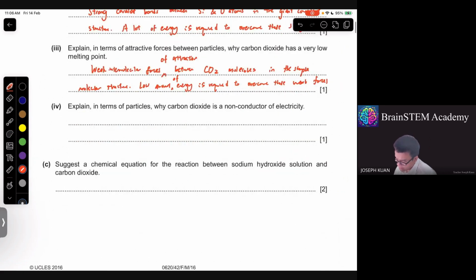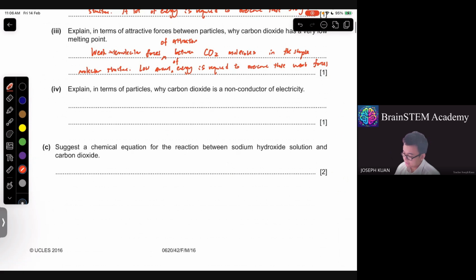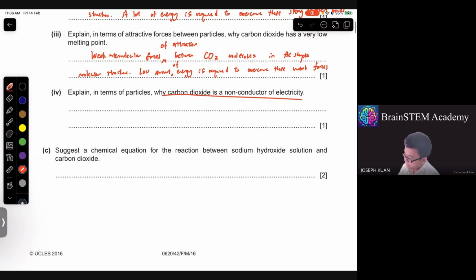All right, next, explain in terms of particles why carbon dioxide is a non-conductor of electricity. Because it lacks free moving ions or electrons. Or you can say that because carbon dioxide is made of uncharged molecules.